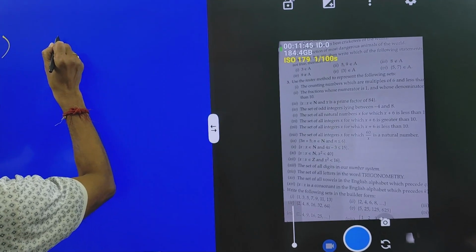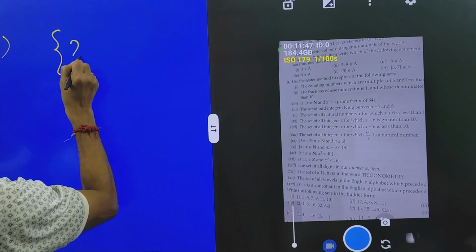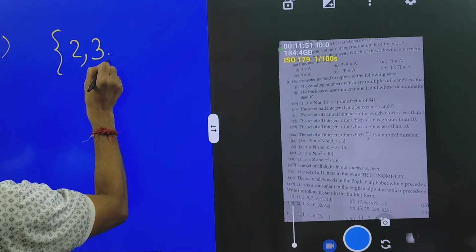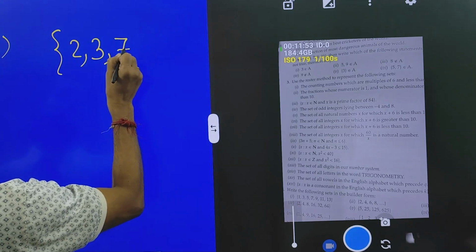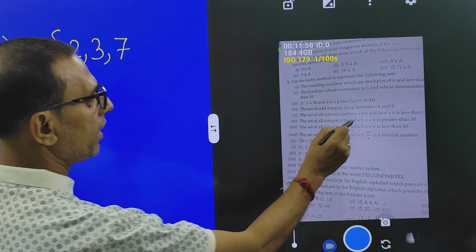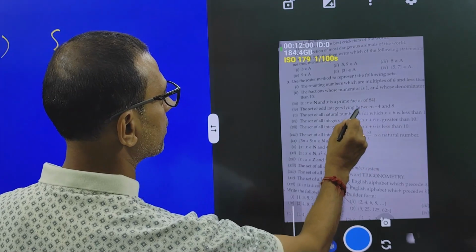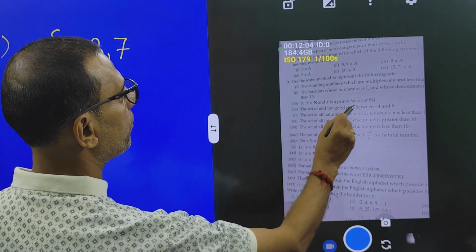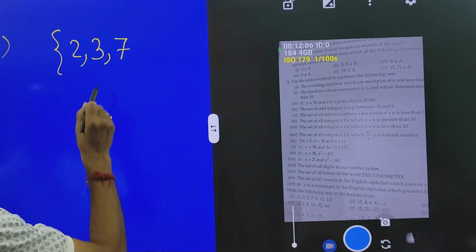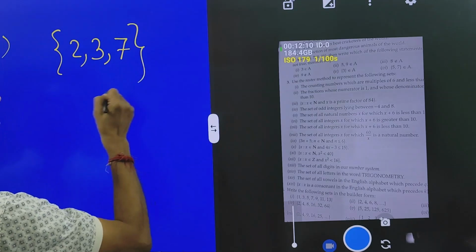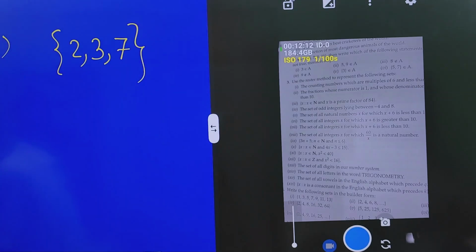How can I write it in roster form? It is 2, 3, 7. These are the prime numbers. x is a prime number, right? x is a member of natural numbers. x is a prime factor of 84. That means 2, 3, 7, all these are natural numbers as well as prime factors of 84. So this is in roster form.